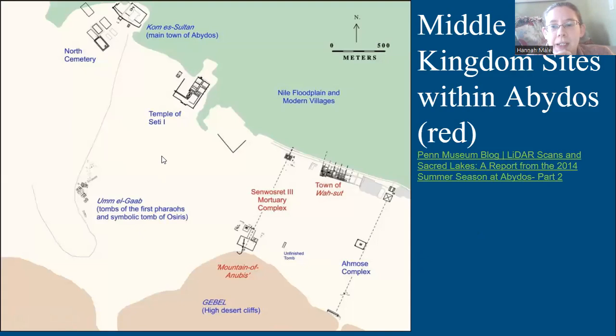This is a graphic that comes from the Penn Museum from some of their recent archaeological work that they've done at Abydos, and it really puts the Middle Kingdom layers at center stage. So this is the map from Digital Egypt.